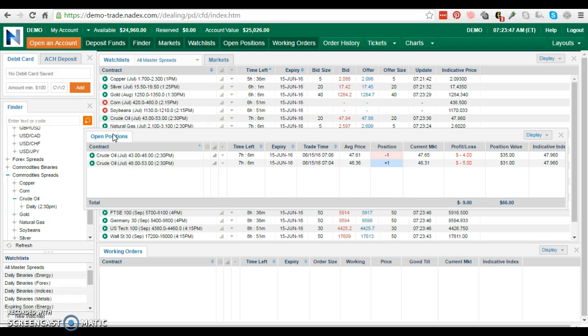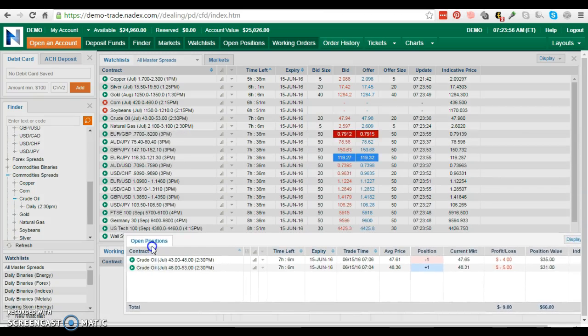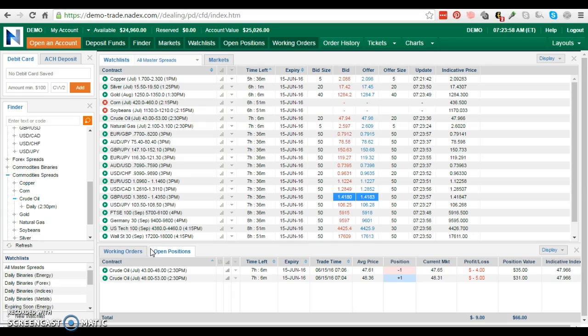Okay, when you first log into Nadex, it's going to look something like this. Your open positions are going to be here in the middle. You can just drag those down and boom, they'll lock right in there with the working orders. Now you can see I already have the spreads here, but just ignore these for now.